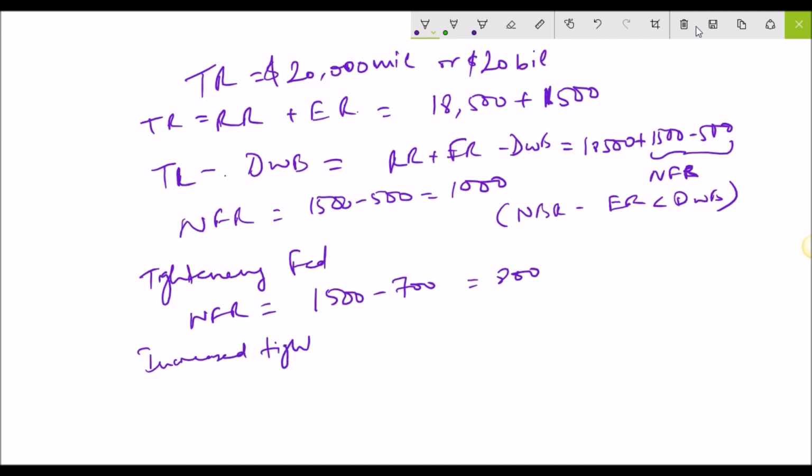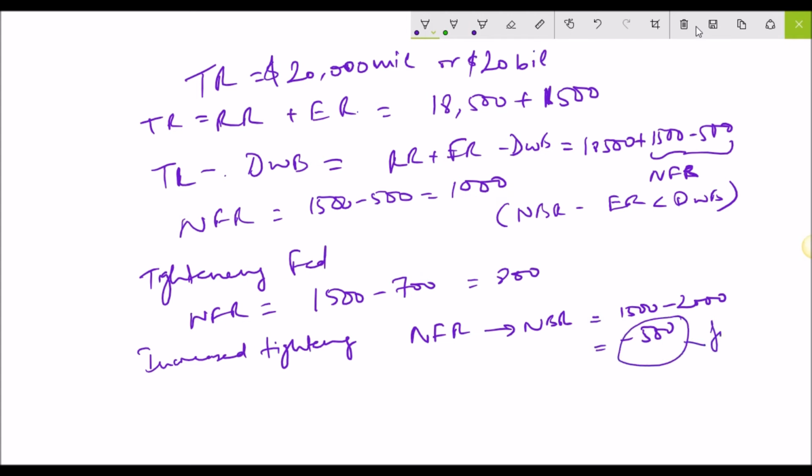If the Fed tightens further and the Fed funds rate rises above the discount borrowing rate, then the borrowers will shift their borrowing to the discount window. So the NFR becomes the NBR, or the net borrowed reserves. And therefore, net borrowed reserves would be 1,500 minus 2,000, equal to minus 500. Therefore, banks are borrowing their excess reserves plus a portion of their required reserves from the discount window.